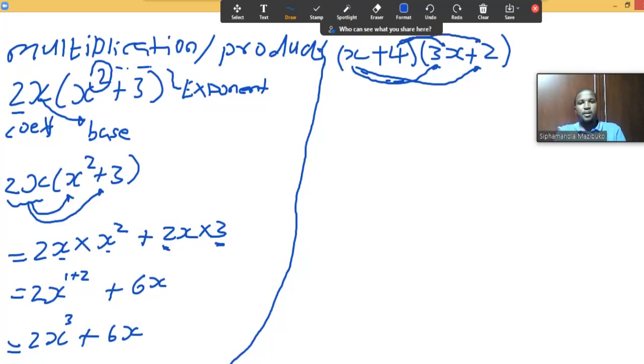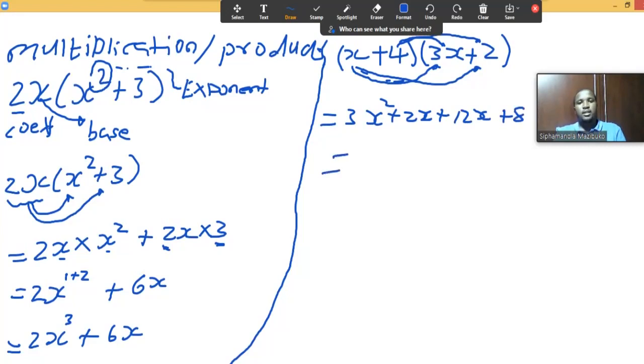So what will happen here, if you're saying x times 3x, this is the same as 3x squared. Remember, when the bases are the same, when you're multiplying, you keep the base and then you just add the exponents. And if you're saying x times 2, you should get 2x. And if you're looking at 4 times 3x, then you must get 12x. If you're looking at 4 times 2, obviously that would be 8.